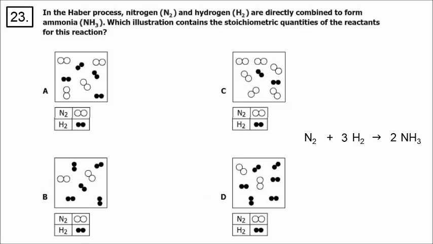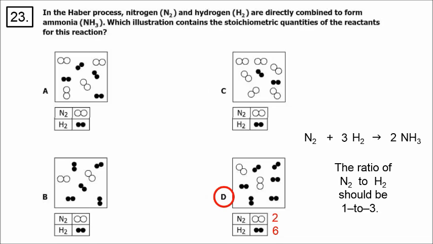So therefore, if this is our balanced chemical equation, the ratio of nitrogen molecules to hydrogen molecules should be 1 to 3. So the only diagram that shows a 1 to 3 ratio between the white molecules of nitrogen and the black molecules of hydrogen is choice D. There's a 2 to 6 ratio, or 1 to 3, so the correct answer is D.